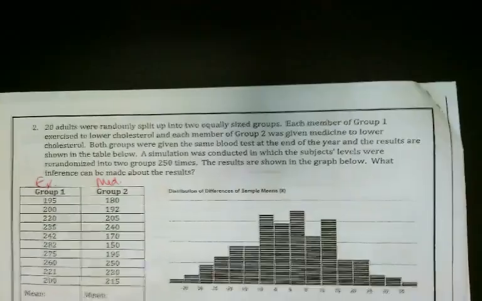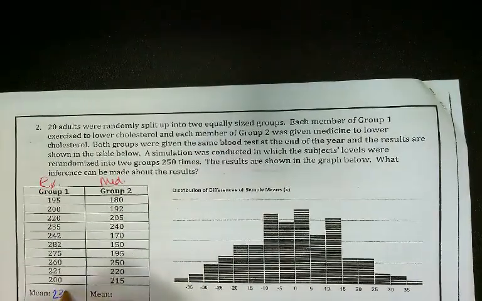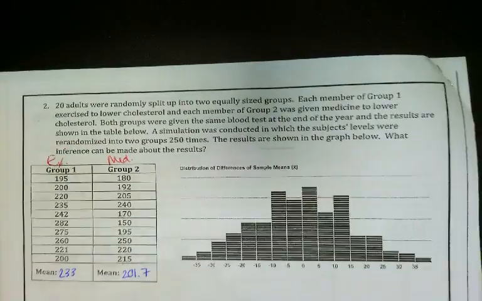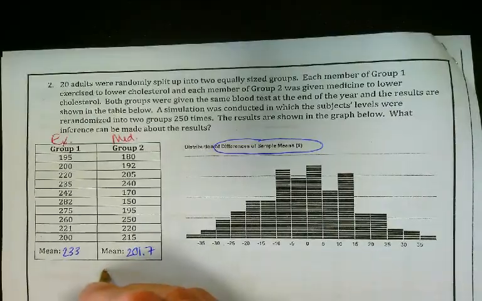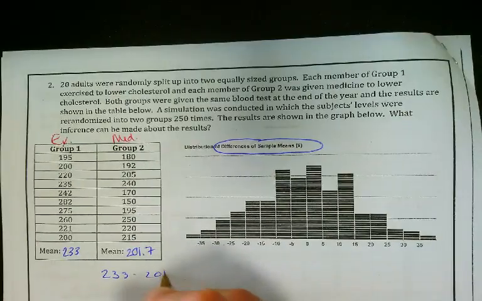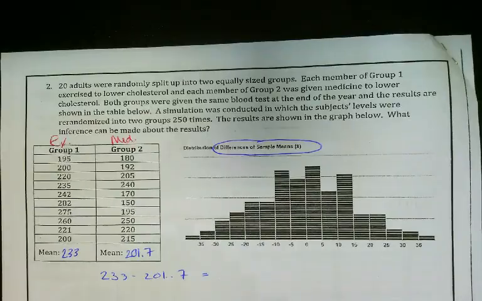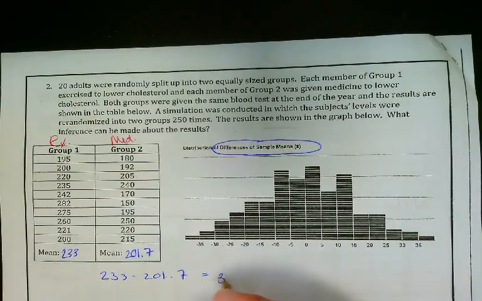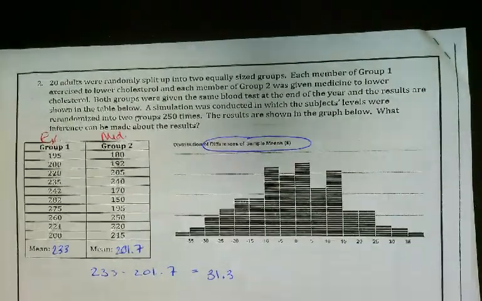So pretty similar to the previous question, nothing super exciting here. Did 233 sound right for the mean? And then 201.7? Okay, and again, because this is a difference table, I have to find the difference of the means. So 233 minus 201.7 turned out to be 31.3. Then I approximate where 31.3 is going to fall.